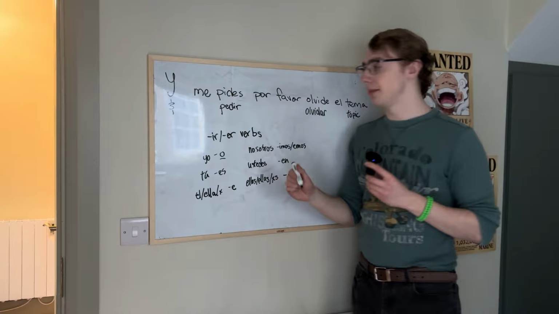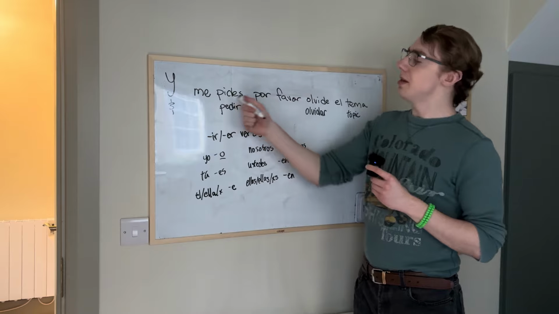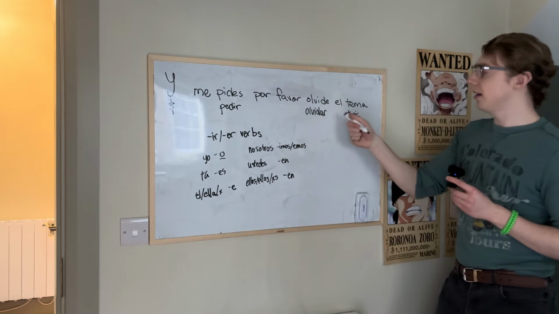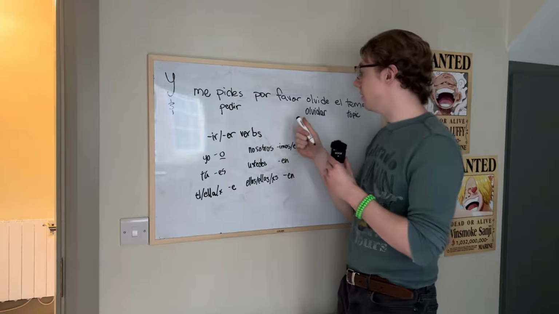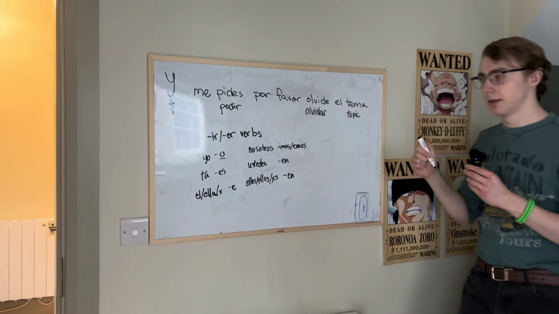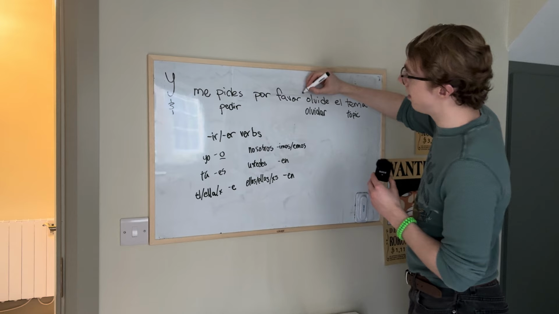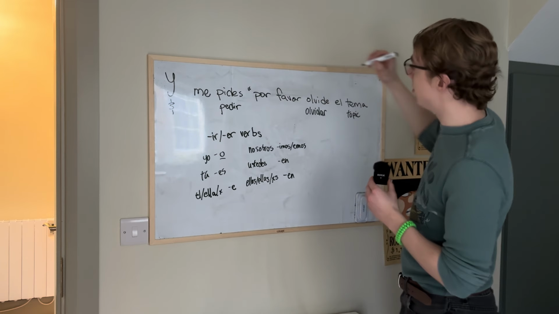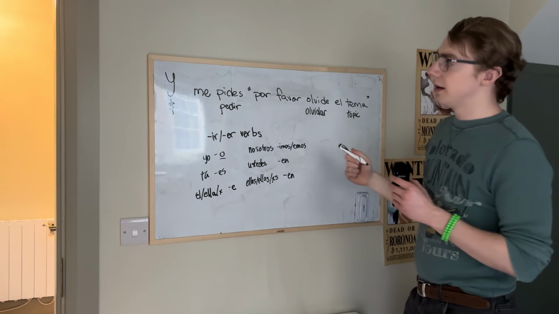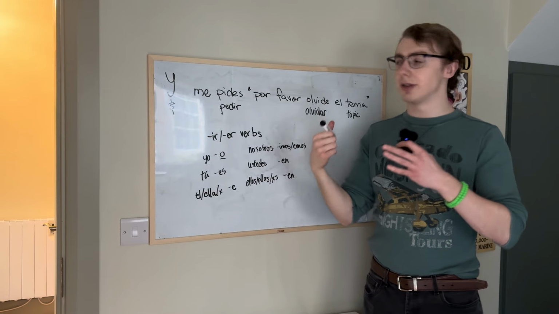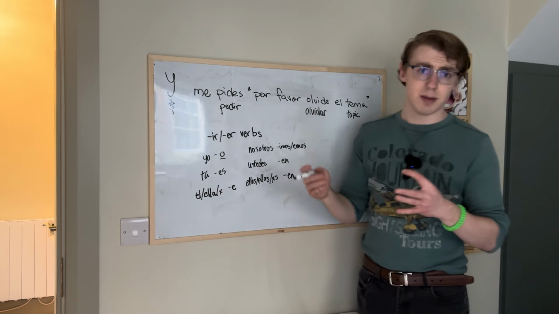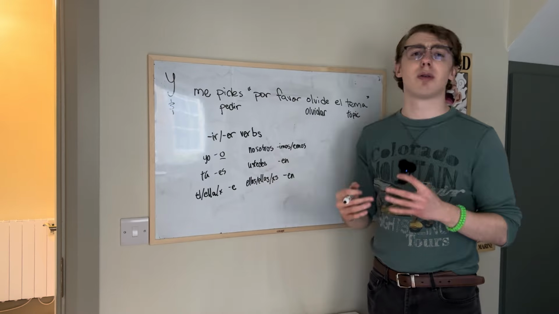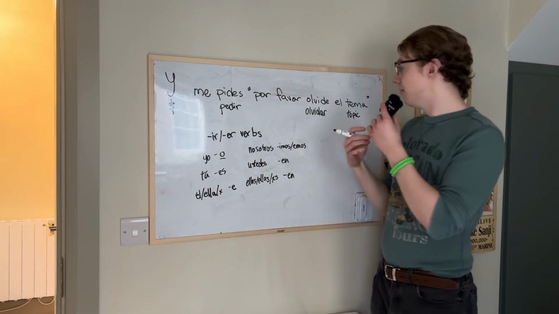Now for the second line, here we have "y me pides por favor olvide el tema," which means "and you ask me please forget the topic." So I'm going to put "por favor olvide el tema" in quotes, because that's what this person that Vicente is talking to is saying. She's saying, or maybe he, depends on who you're singing to, "por favor olvide el tema," please forget the topic, right?